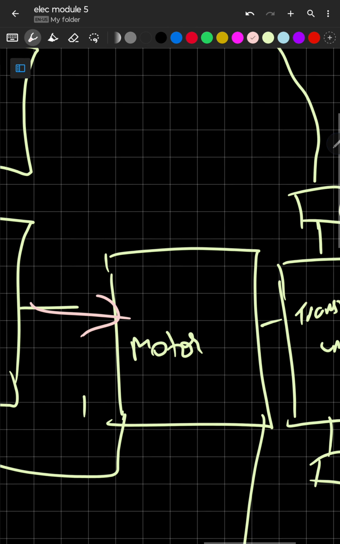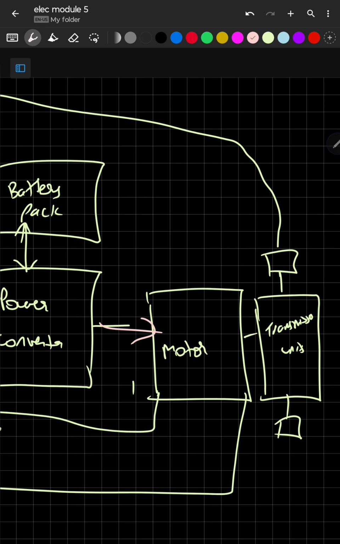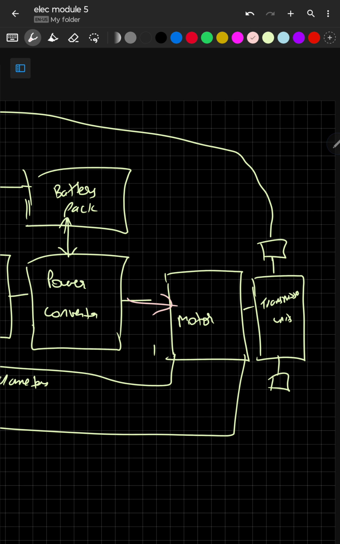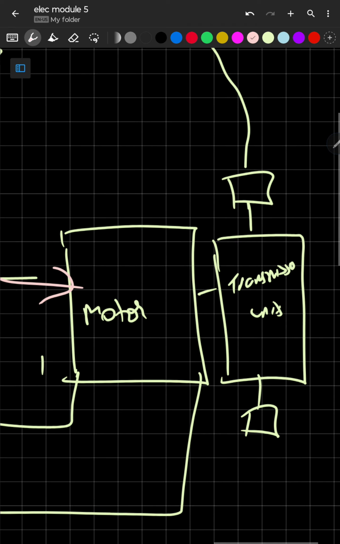Now coming to the motor. The motor's main job is to convert electrical energy into mechanical energy. It takes the electrical energy from the battery pack, converts it into mechanical energy and gives it to the transmission unit, which will run the wheels. In case of regenerative braking, the motor acts like a generator. When brakes are applied, the motor acts like a generator, converting whatever mechanical energy is there into electrical energy and giving it to the battery pack.